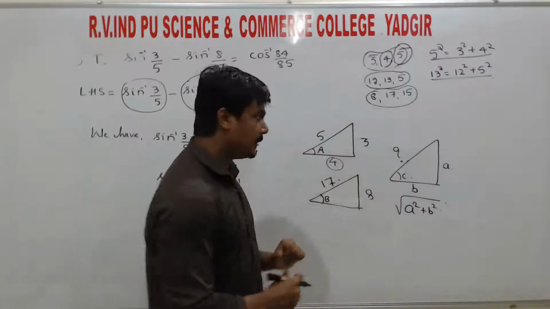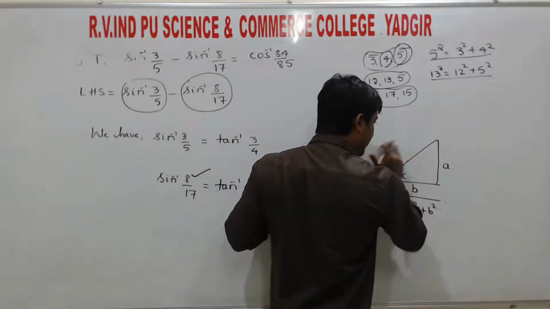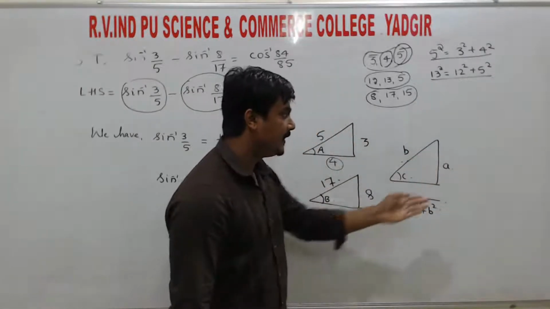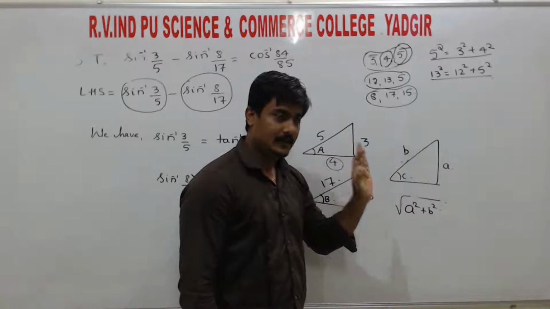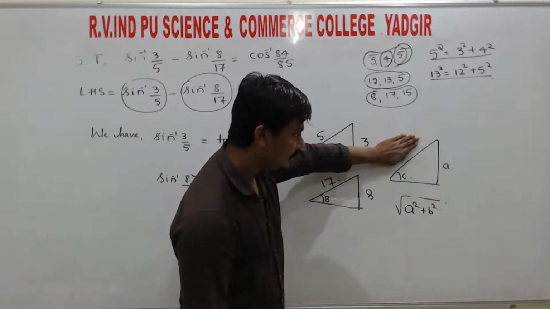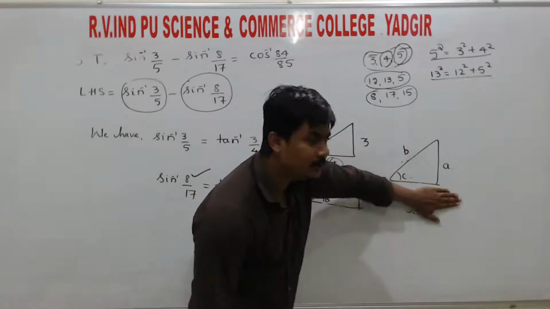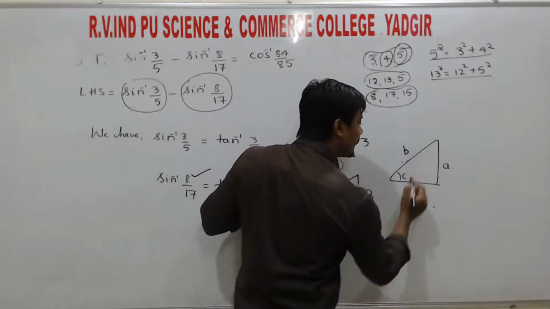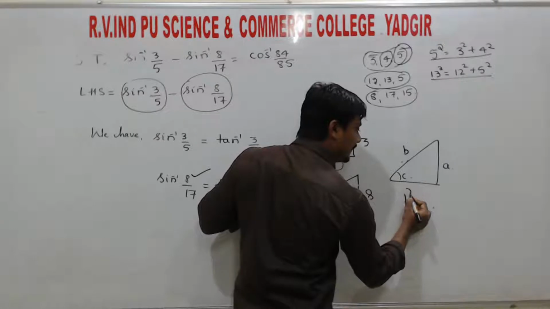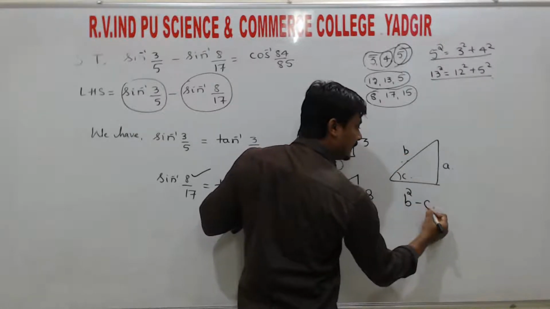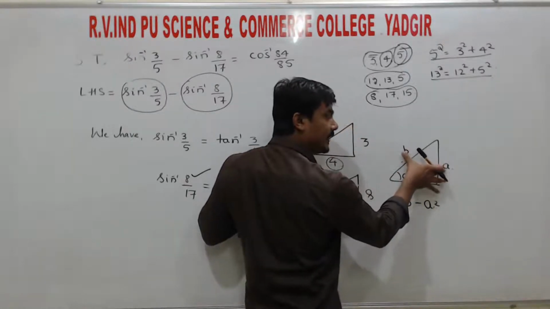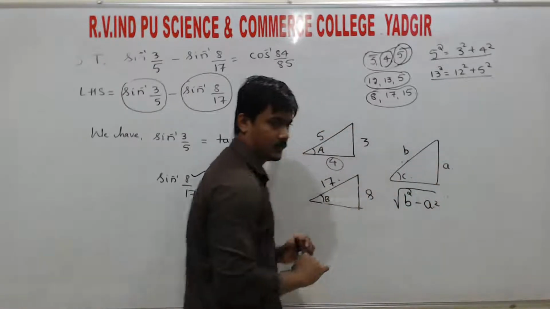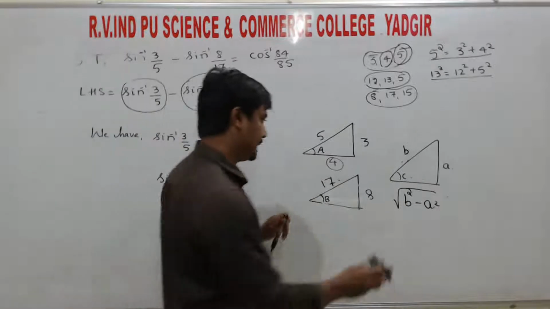Suppose you know the hypotenuse and you want the other side, which may be opposite or adjacent. If you know the hypotenuse and one more side, and you want to find the other side, in that case subtract their squares. Always the hypotenuse will be of the greater length, so b square minus a square. Subtract the squares of these two sides and take their root. This is the procedure.